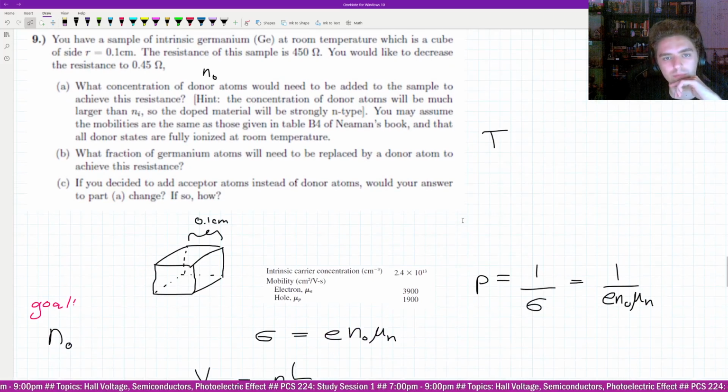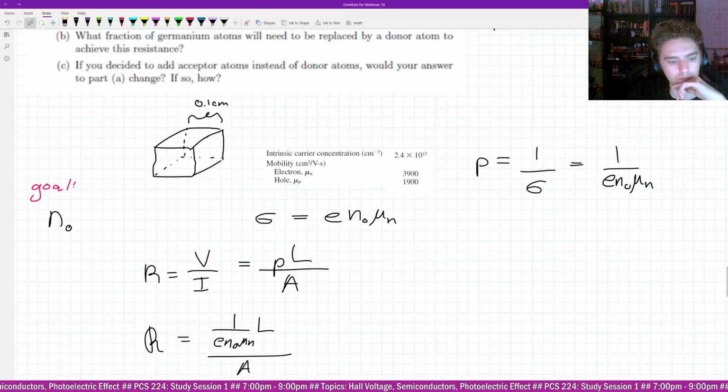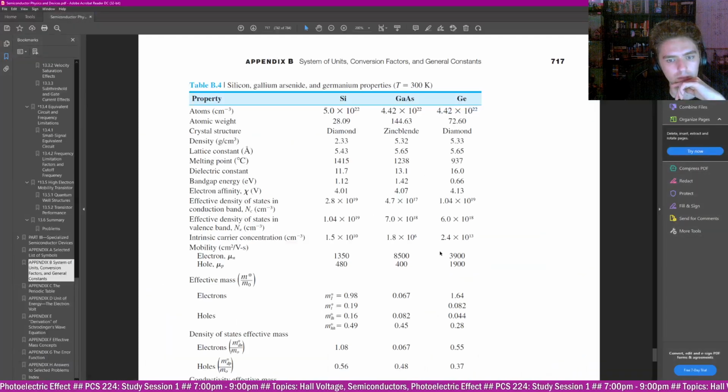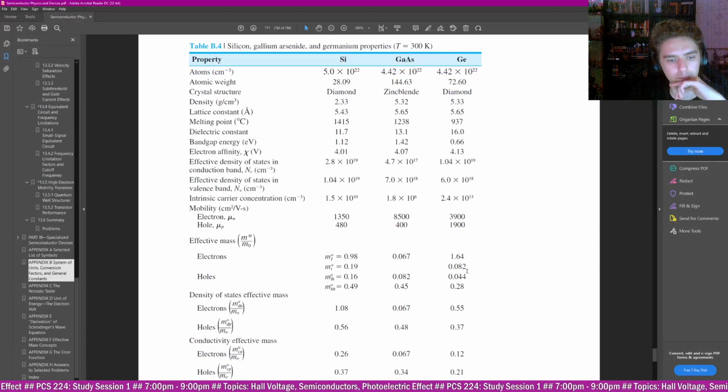If you do, do you have the full table for all of germanium, silicon, and gallium, with all the values? I've got it here. Well, you have atoms per cubic centimeter. So if you know the density of donor atoms, the density of donor atoms would be whatever you calculated.